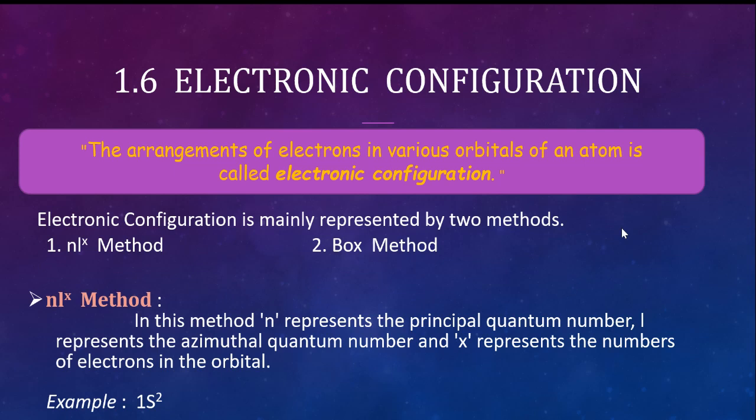The third type of quantum number is the magnetic quantum number. It is represented by the letter m, and its values depend upon the l value, which varies from minus l to plus l. For example, the l value for the p orbital is 1. So the m value varies like this: -1, 0, +1. That means 3. That means the p orbital is divided into 3 degenerate orbitals, that are px, py, and pz. That's how it is represented.